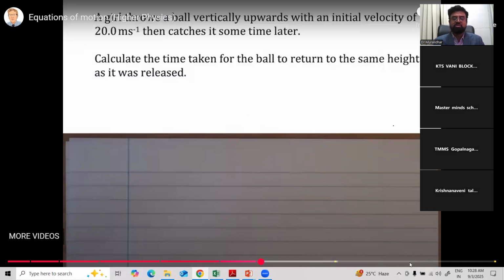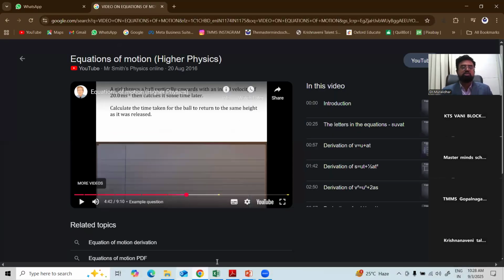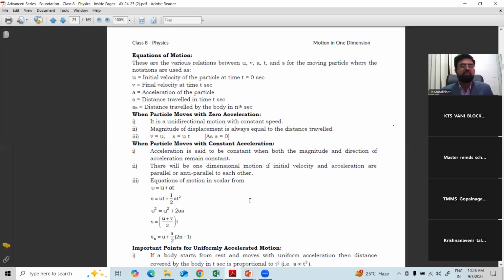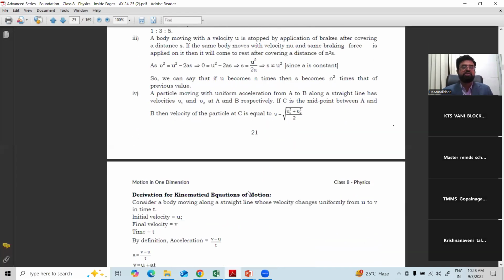So this is not initial velocity. We'll see when you are doing the problems. When we solve the problems, we can go through this. So it is clearly mentioned what the importance of the equations is, and some important points are given when a body is moving with uniform acceleration, some conditions.